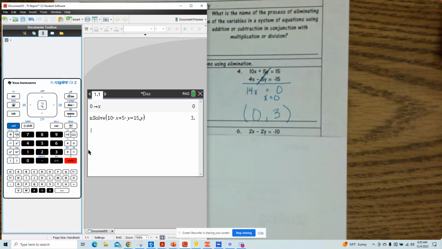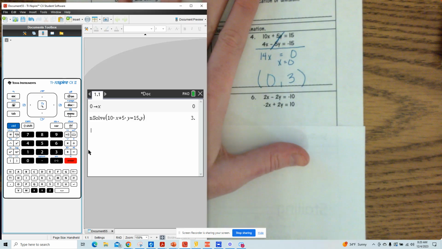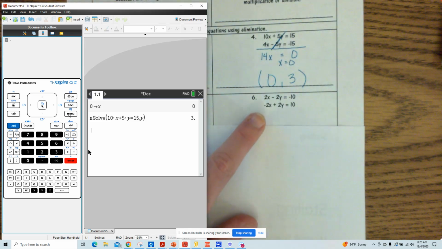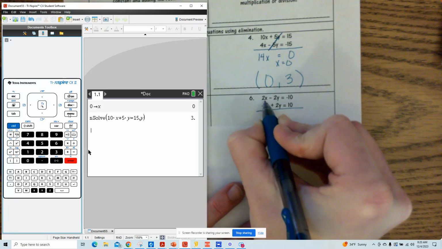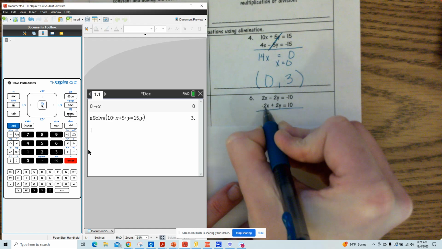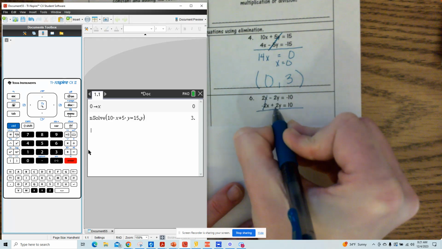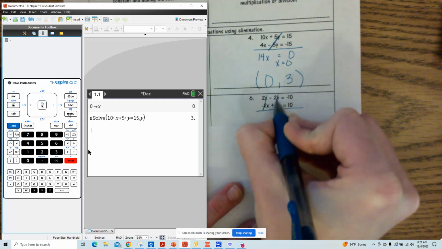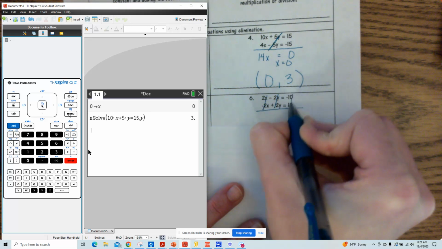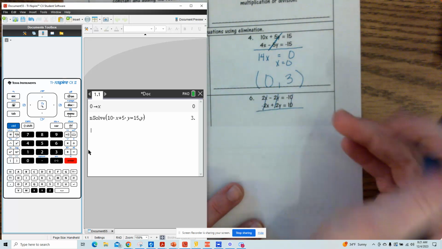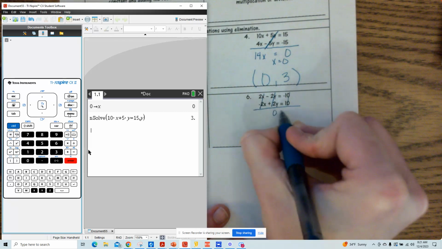So sometimes they're really straightforward like that, and you can see what to eliminate. This one's a special case. So I've got a 2x, positive 2 and a negative 2x. Those cancel. I've got a negative 2y and a positive 2y. Those cancel. And then negative 10 and positive 10. Those cancel.